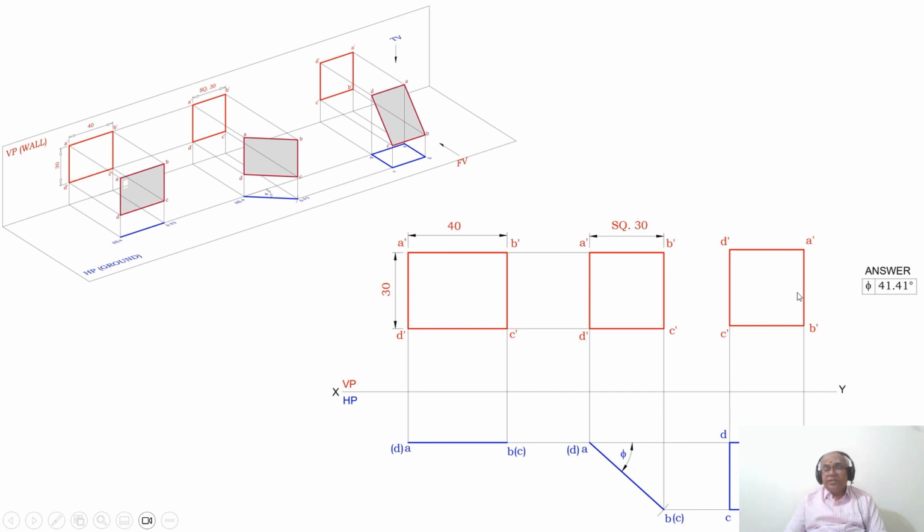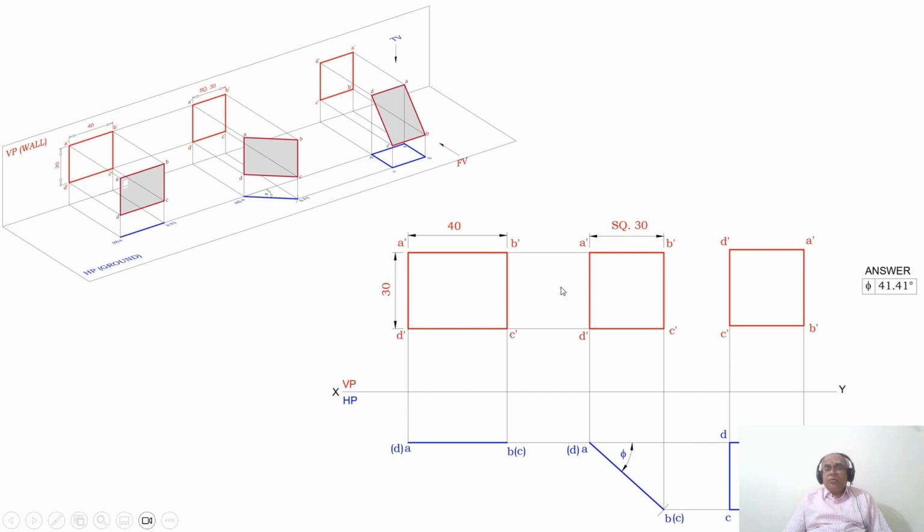Once you do that, you need to draw the top view. Draw a vertical projector from A dash and B dash to the top view, and draw a horizontal projector from A and B. Both these lines will intersect at these two points. You mark that point as B and this point as A. Similarly, draw a vertical projector from C dash and D dash and a horizontal projector from C and D. Both these lines intersect at these two points. You mark those points as C and D.